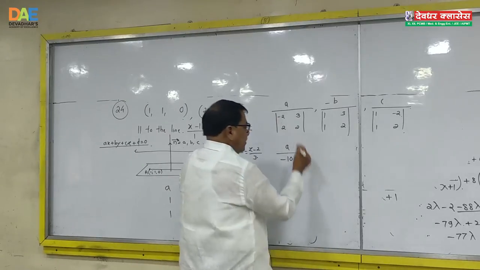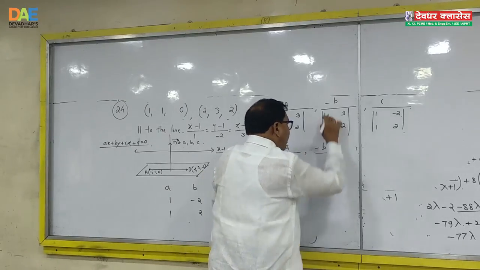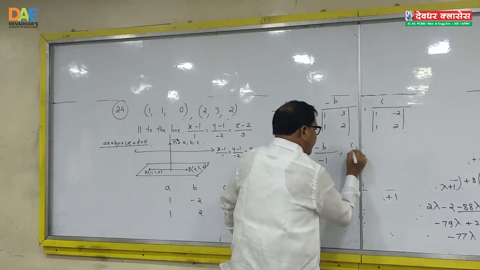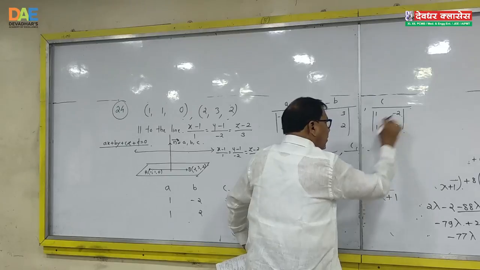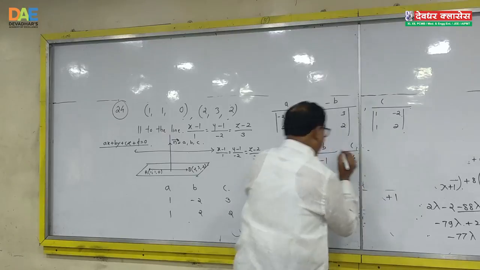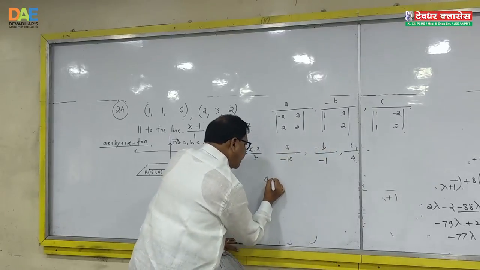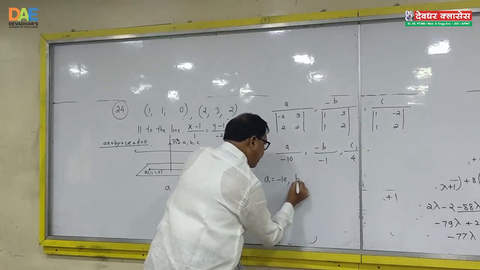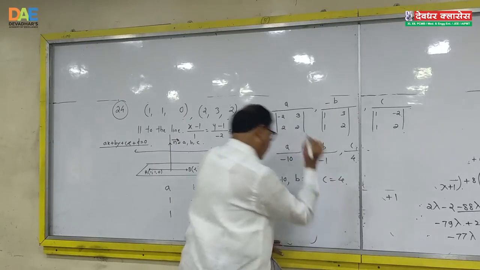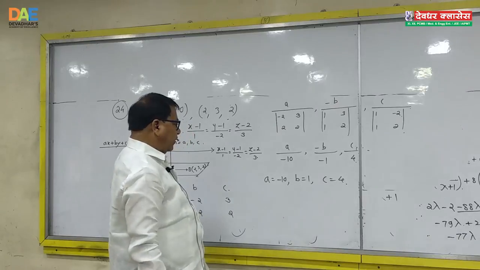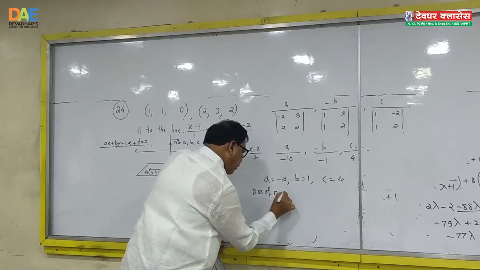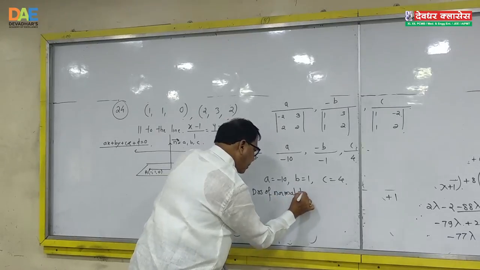Minus 4, minus 6, comma, minus B upon 2. One 1s are 2, minus 3 becomes minus 1. C upon 2. 1s are 2, minus of minus plus 2, 2 plus 2 becomes 4. So therefore, A is equal to minus 10, B is equal to 1 because minus B is equal to minus 1, and C is equal to 4. So these are the DRs of the normal to the plane.